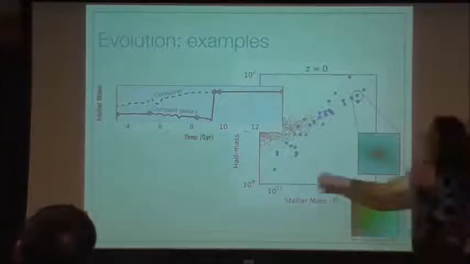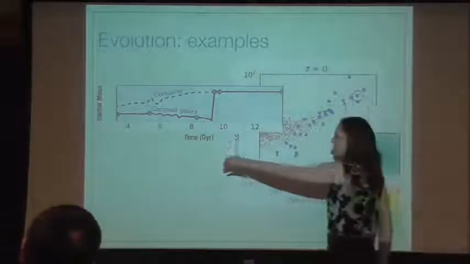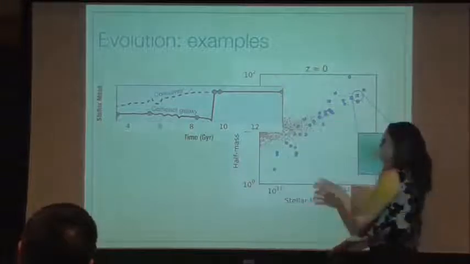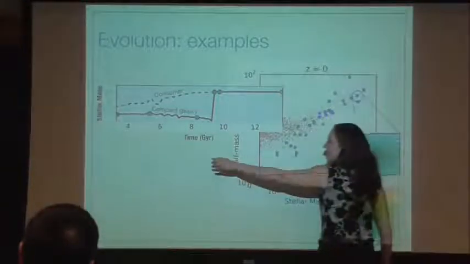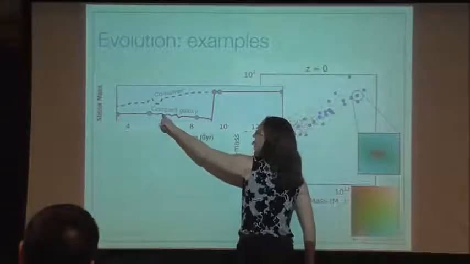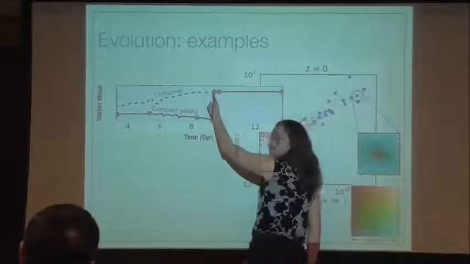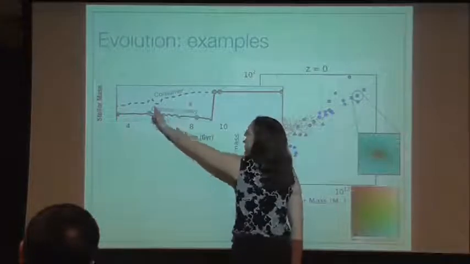If we look at the mass evolution of the compact galaxy, this is time now, so time goes this way. We can see that this is exactly what happens. This black line here shows the mass of the compact galaxy. There's a big jump here around 9 gigayears, where it merges with another galaxy, which I've shown with a dashed line.